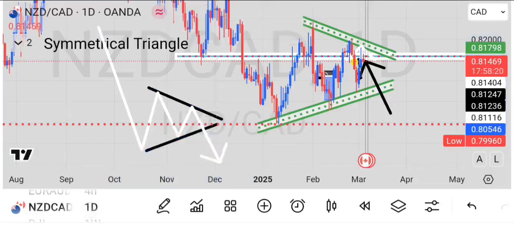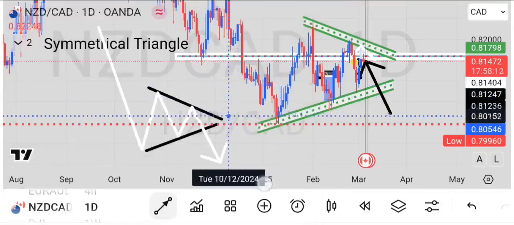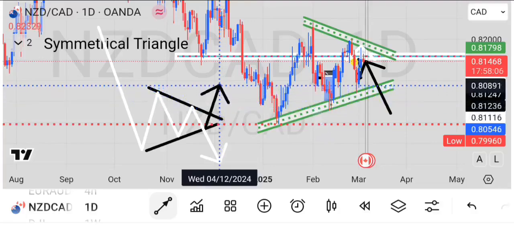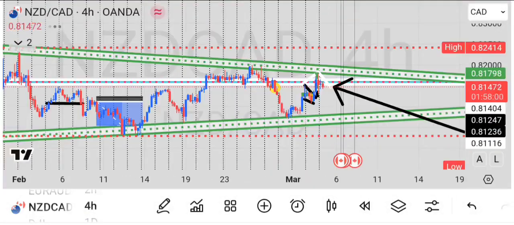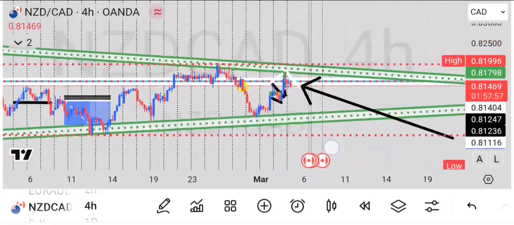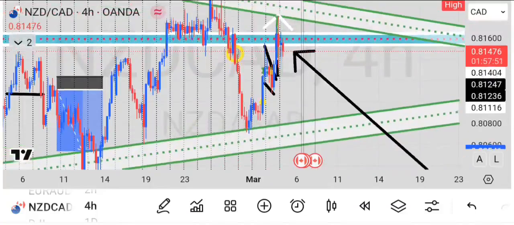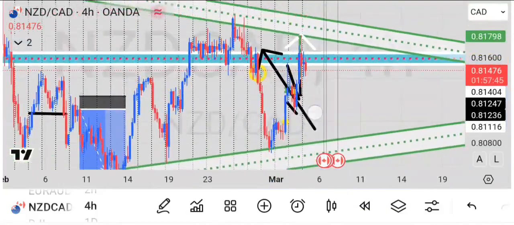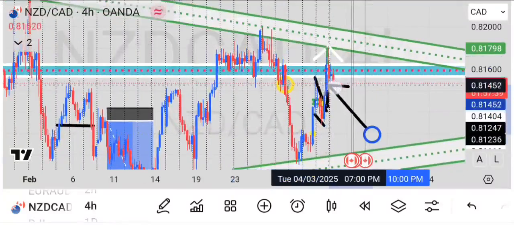So now we are on the daily time frame, right? The chart pattern could break wherever it wants to break, so don't be faster than your shadow. If it breaks above, you trade with it. If it breaks to the other side, the downside, then you go with it. Wait for the breakout, break and retest.